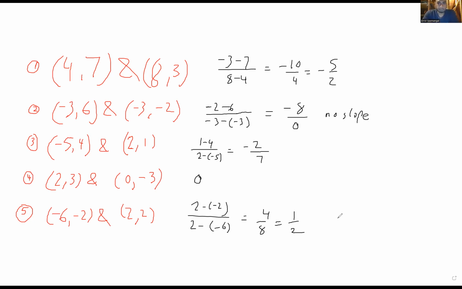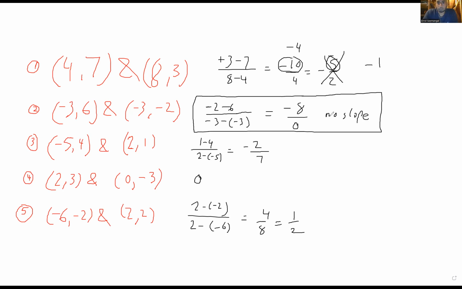Number 1, 3 is positive. Yes. So what should this be? -4, -4. Yep. So what's -4 over 4? -1. All right. What about 2? That's good. Okay. -2 minus 6 is -8. -3 minus 3 is 0. Okay, no slope. Why is this one no slope? Because it has 0 on the bottom.